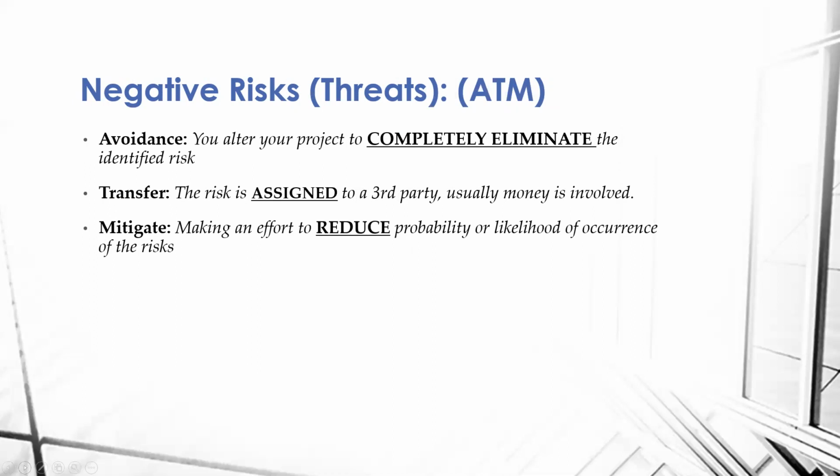In avoidance, you alter your project completely to eliminate the identified risk. In transfer, the risk is assigned to a third party. Usually money is involved. Mitigate is making an effort to reduce the probability or likelihood of occurrence of these risks.